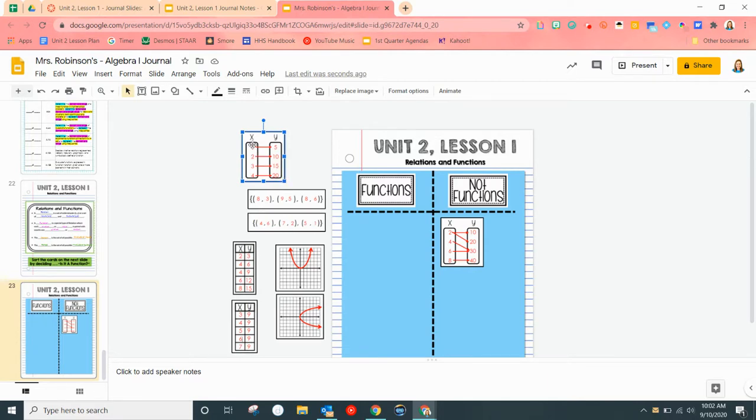So are any of these x values paired with more than one y value? They're all just mapped over to 1. The arrow's only pointing to 1. So this one is definitely a function. We can call this one a function. The other one, no, not a function.